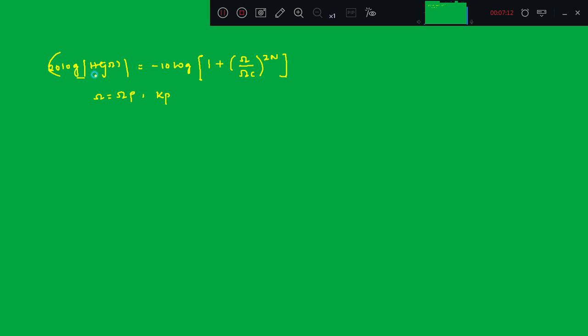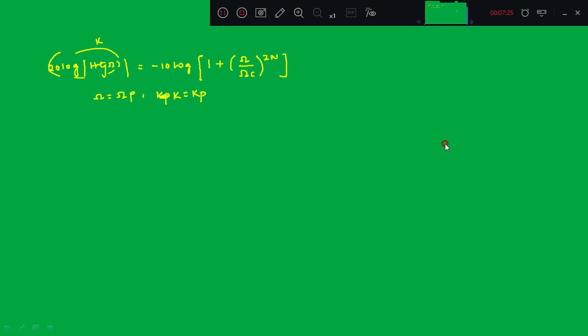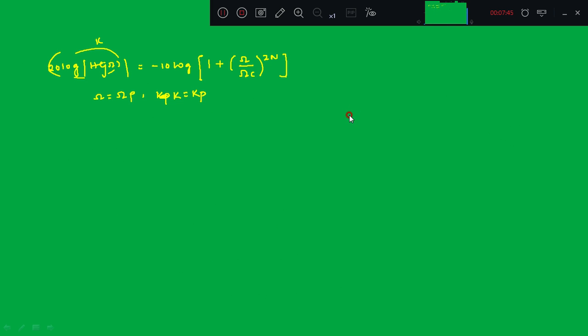So if I take this term as k, then this k becomes kp, because at frequency ω equal to ωp, the value of k is nothing but kp. Similarly, at frequency ω equal to ωs, what is the value of k? K is nothing but this 20 log of |H(jω)|, so this value is equal to ks. So that substitution I will make here.